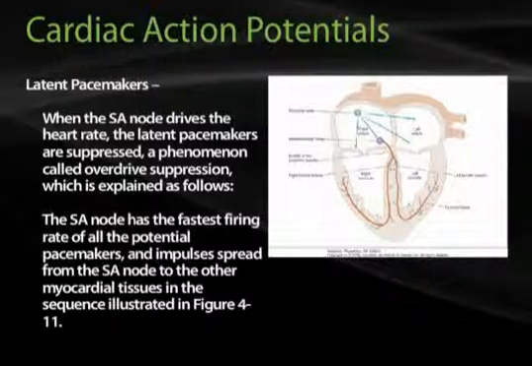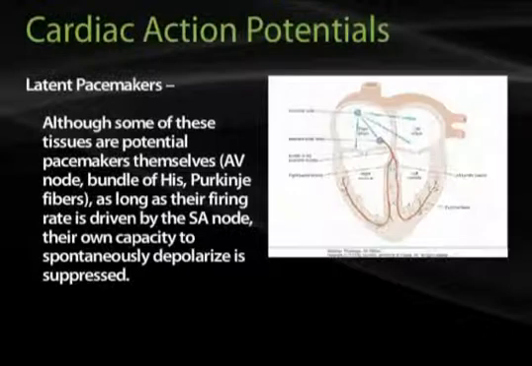When the sinoatrial node drives the heart rate, the latent pacemakers are suppressed. This phenomenon is called overdrive suppression, which is explained as follows. The sinoatrial node has the fastest firing rate of all the potential pacemakers, and the impulse spreads from the sinoatrial node to the other myocardial tissues, in the sequence illustrated in figure 4-11 as we talked about previously.